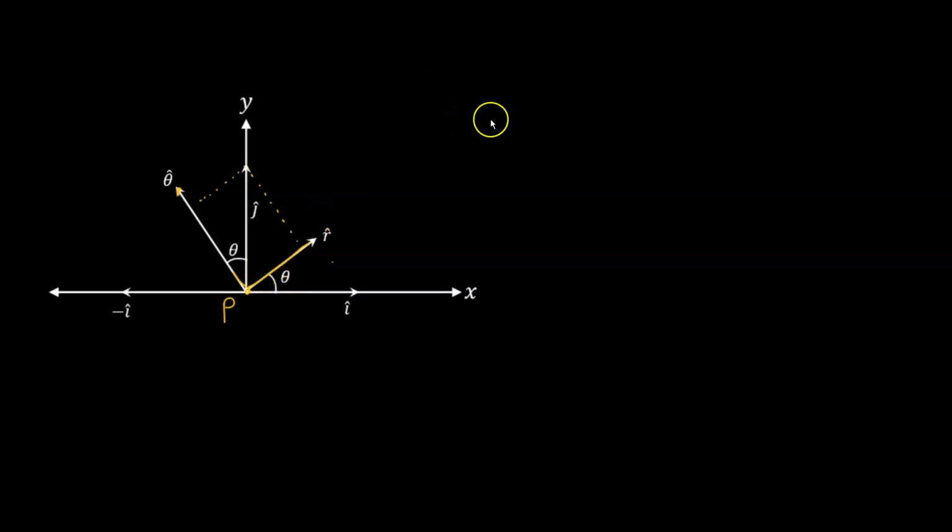So let's start with r cap. How much of j cap is present along r cap? That's j cap times sine theta. And how much of j cap is present along theta cap? So theta cap is equal to j cap dot j cap multiplied by cosine theta.